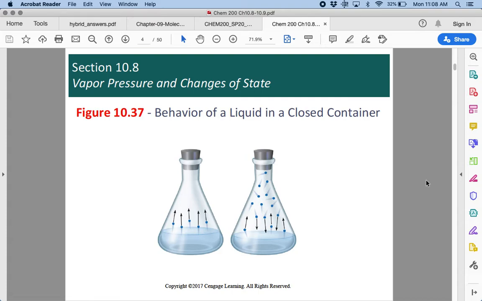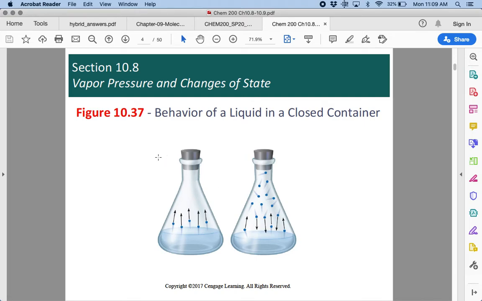So we want to think about what happens to a liquid in a closed container. There's going to be this constant exchange going on from the gaseous state to the liquid state. It just naturally occurs. But what ends up happening is if we pour, in this case we have water, let's just say, into this flask, over time some of that liquid water will escape into the gaseous phase. Now it can't go anywhere because we've capped off the top of it.